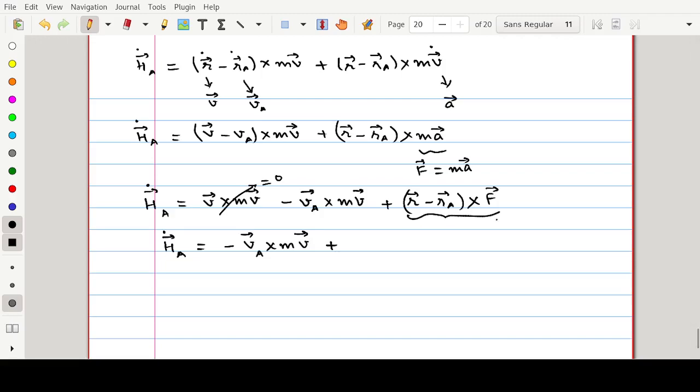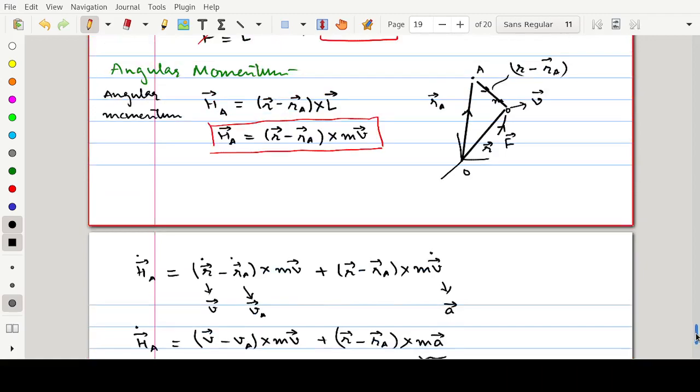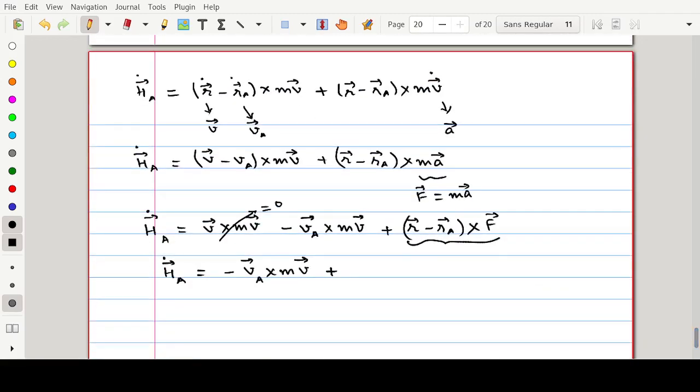what is this quantity now? r minus ra is the vector joining A to the particle, and its cross product with F is basically the moment of F with respect to point A. So I'll write this as MA. This is the moment of the net force with respect to point A. So this is a general relation for any point A.